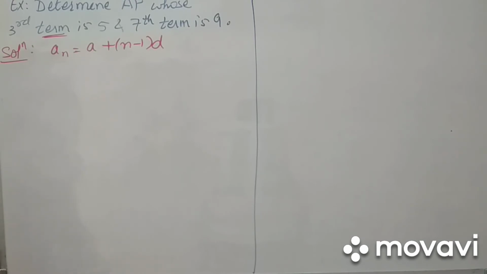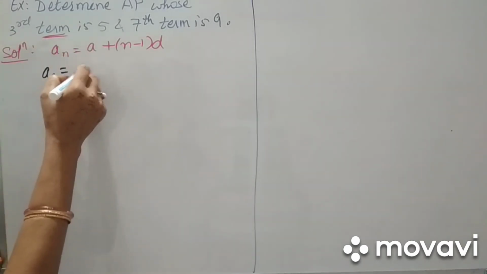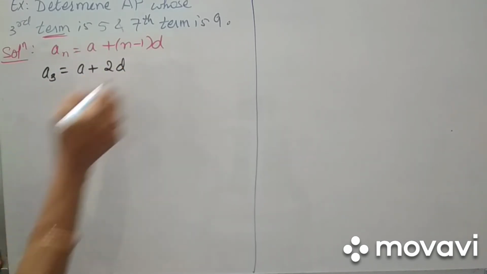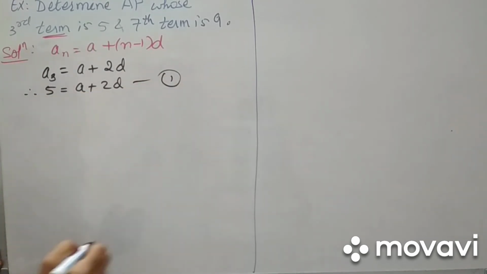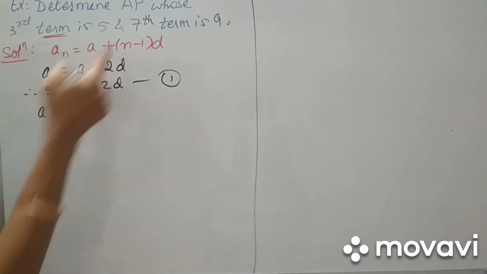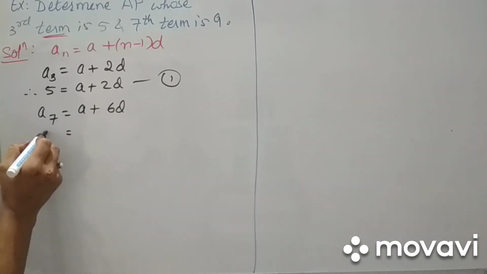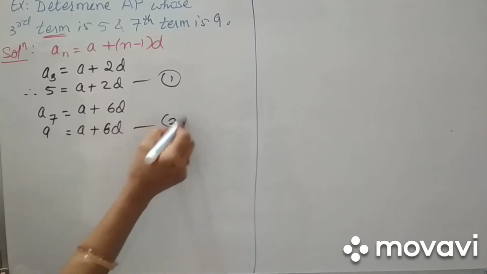So what is the formula for this? a3 is equal to a plus n minus 1, that is 3 minus 1, 2d. So therefore 5 is equal to a plus 2d, first equation. As well as the second equation would be the seventh term, a7 is equal to a plus 6d. So that would give me 9 is equal to a plus 6d, that is the second equation.